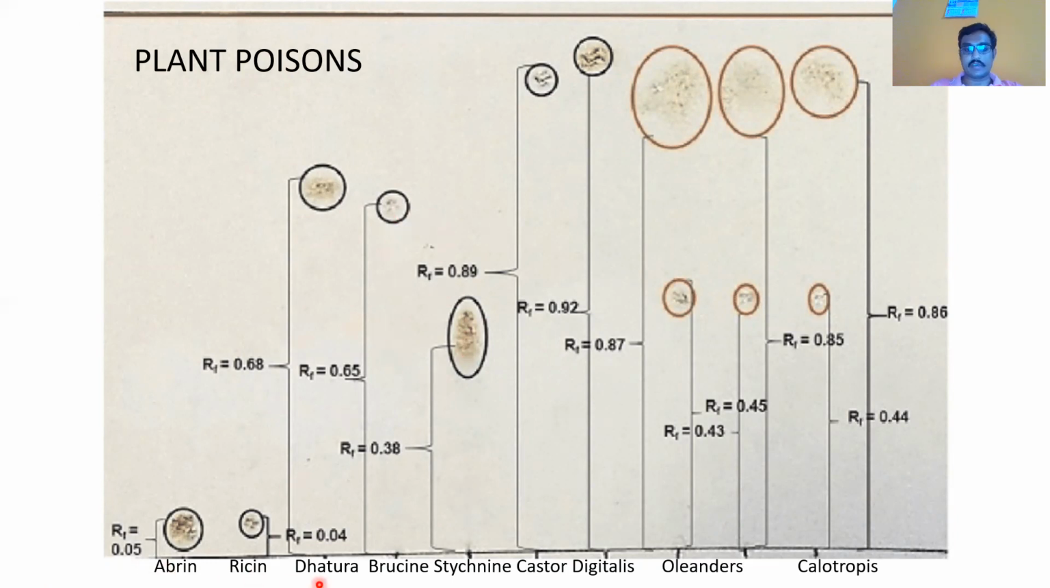So here you can see a list of so many plant poisons. Abrin, which is an active ingredient of Abrus precatorius, ricin, datura, brucine, strychnine, castor, digitalis, oleander, and calotropis also. We can separate them using our simple TLC plates. You can see how the spots are different. The retention factors are also varied in this one TLC plate.